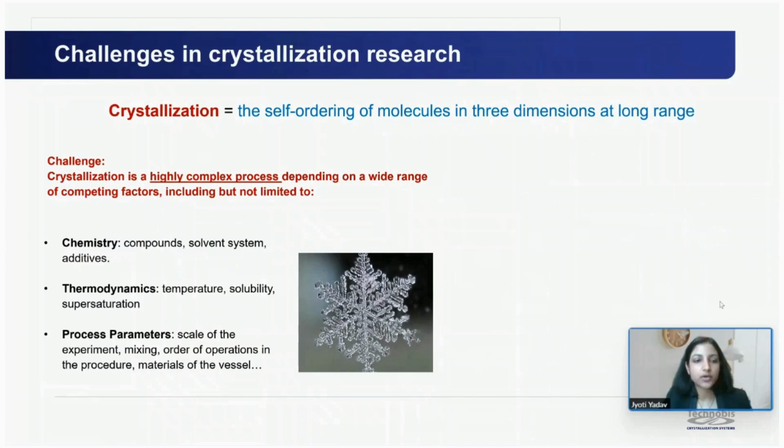Then thermodynamics: thermodynamic parameters like temperature, solubility, and supersaturation play an important role in the crystallization process. Then process parameters: the scale of the experiment, mixing, which includes stirring type and stirring speed, the order of operations in the procedure like heating and cooling profile, then the material of the vessel, etc. So there are many different factors which affect the crystallization process. Addressing these factors becomes challenging and requires understanding and controlling the crystallization process.